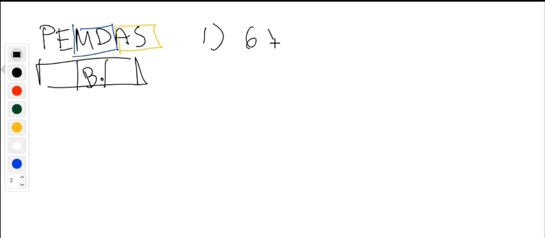So let's do 6 times 4 minus 1. I'm going to show you what the right way to do is. I'm going to put this in green. The right way to do it and the wrong way to do it. And this is a misconception.